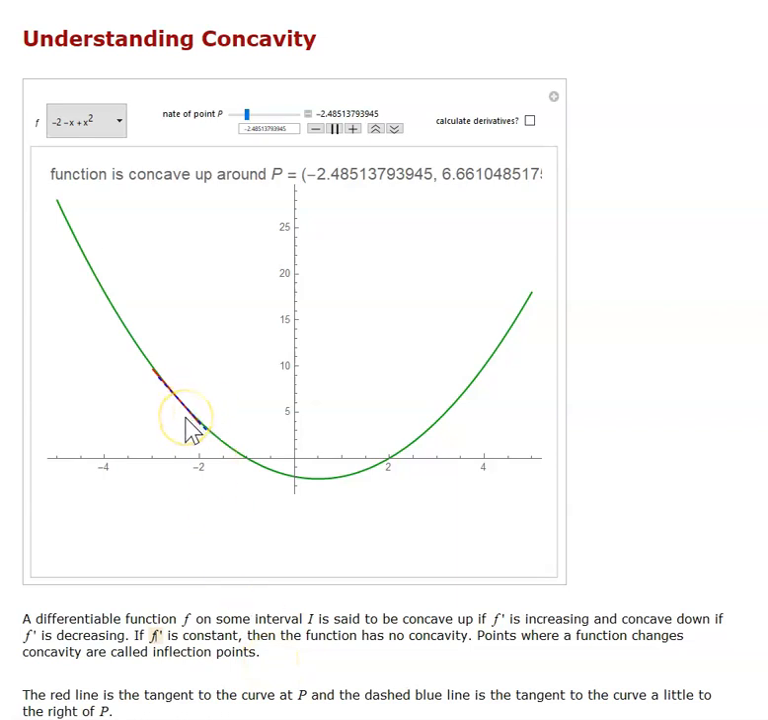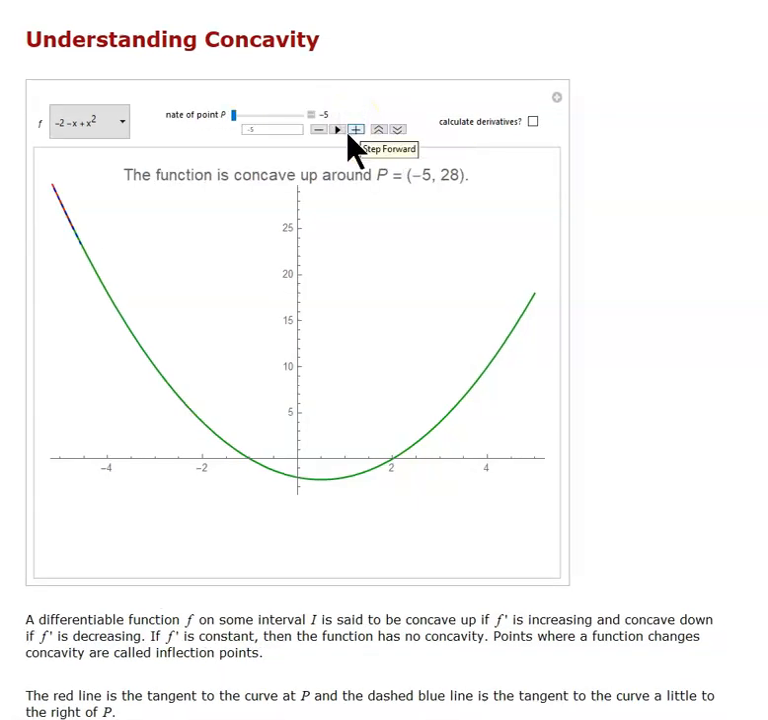So in this animation we're going to pay attention to the red line right here. The red line segment is tangent to the curve at the point P. You'll also notice there is a blue dashed line just to the right of P, and this is going to help us determine whether the derivative is increasing or decreasing. So let's go ahead and reset this. Let's start over at -5.